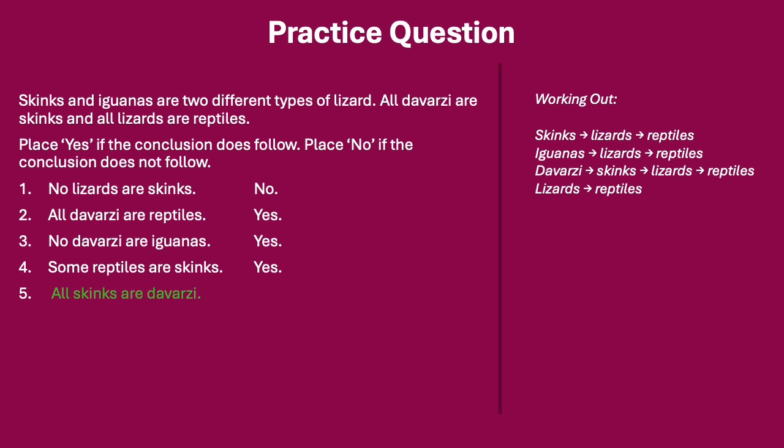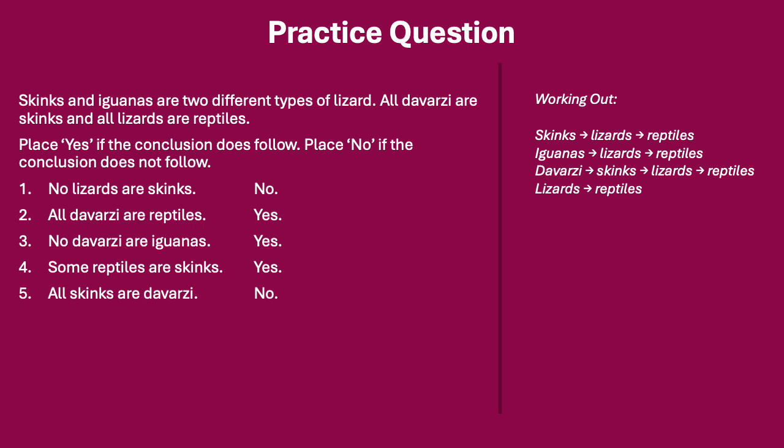Finally then, all skinks are Davarzi. So where are we going to look for that? So even though the subject here are skinks, if we look at that skinks term in the working out, there's no mention of Davarzi anywhere. Now in the Davarzi term, it does relate to skinks, but don't be fooled, because remember that when we go forward along the arrow, we can see that all Davarzi are skinks, but going backward, all skinks are not Davarzi.